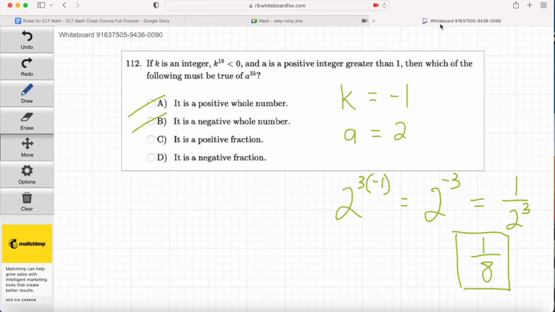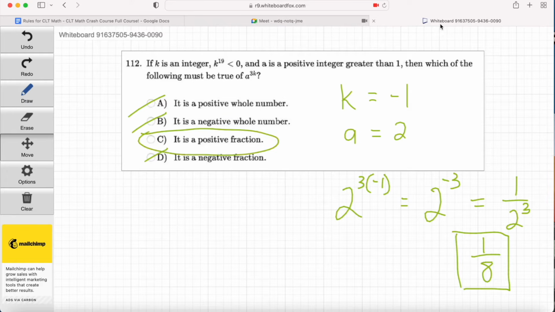I don't know if it has to be true or not. We'll find out when we read answer choice D. Go and read answer choice D for me, please. It is a negative fraction. Does that have to be true? Nope. No, it does not have to be true. So it can't be D, therefore it has to be C.